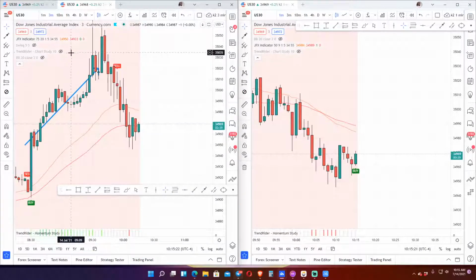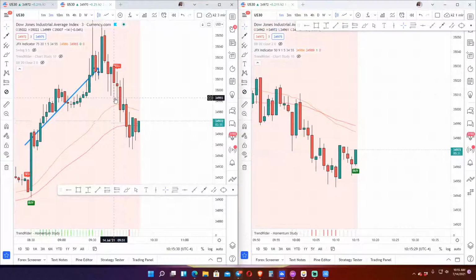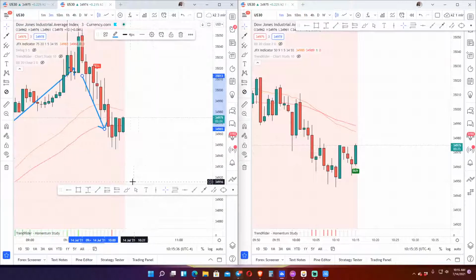Then now we just have this market open, and price just decided to come down and hit off this pivot points, and now it's just playing games. It's just ranging. You got this little small range right here.